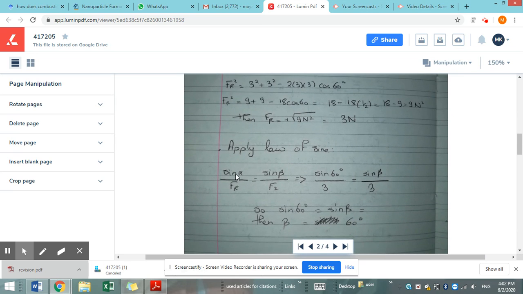So actually here sine alpha over Fr equals sine beta over F1. Sine 60 degree over 3 equals sine beta over 3, 3 and 3 cancel. So sine 60 equals sine beta. Mentally then beta is 60 degree, or you can use inverse sine.